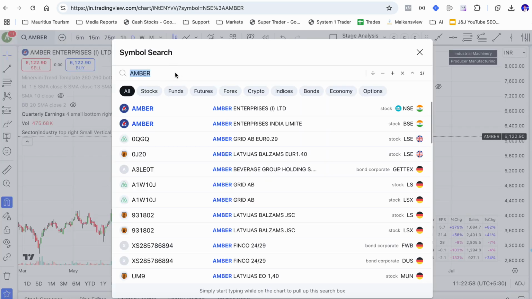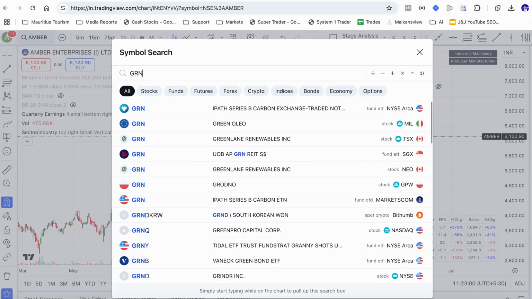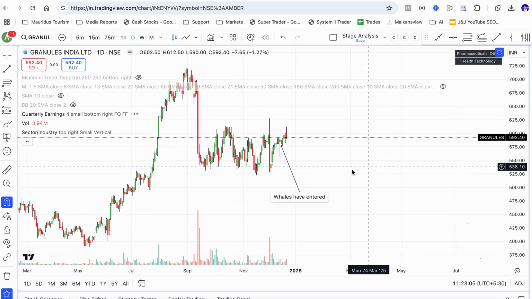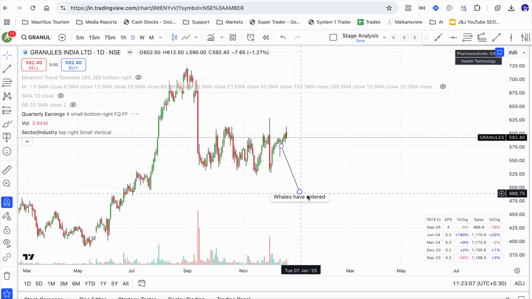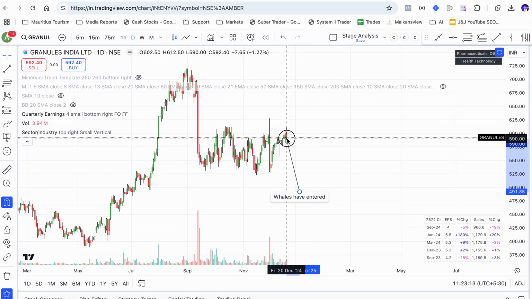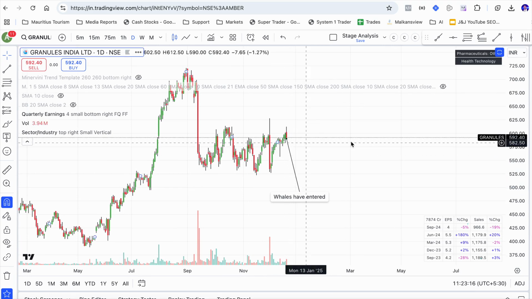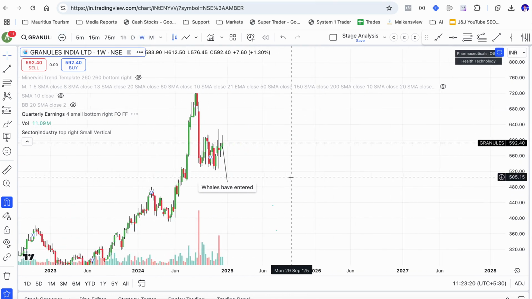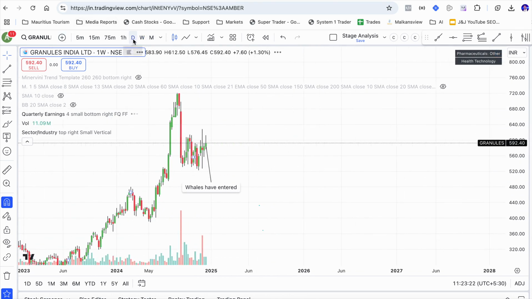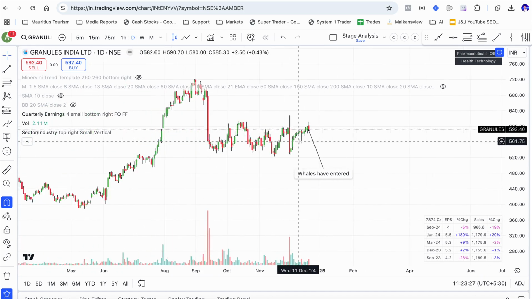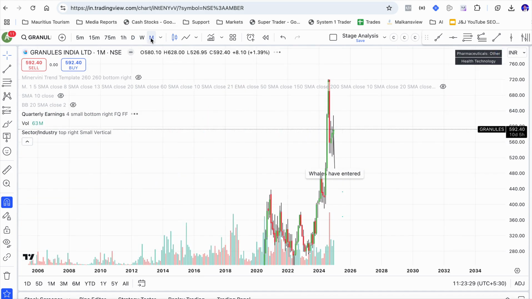Next, let's look at the same thing for Granules. If I go to Granules India, I can see I've said whales have entered. Whales have entered on this particular day, the 16th. They've actually entered on the 20th. So I pinpointed to the right place. It went to the 16th because I probably did it on weekly, but ideally you should do it on daily, because that is exactly where the whales have entered.